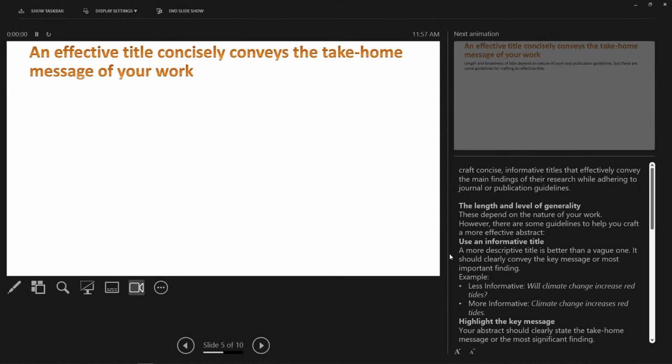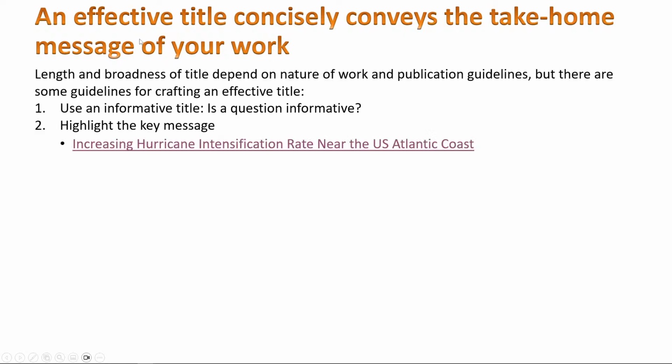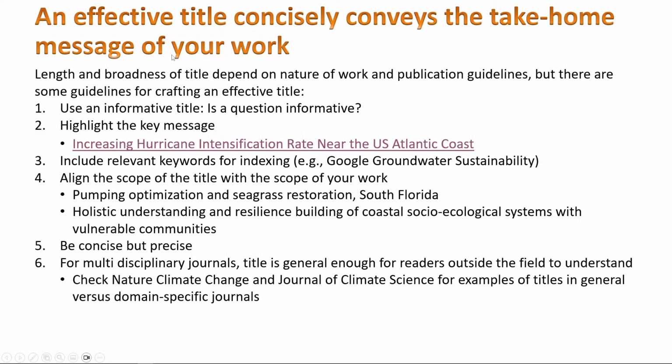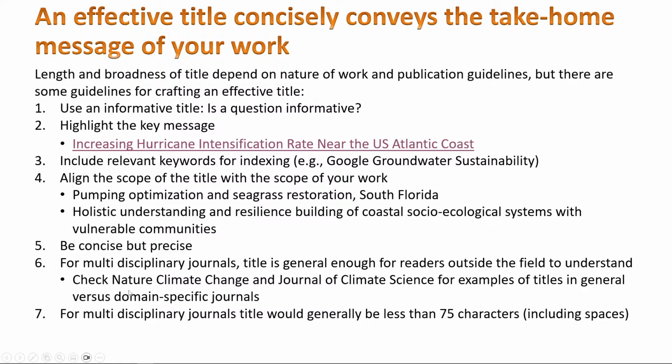And I just showed you an example of the title for a general journal like Nature Climate Change versus a domain specific journal like the Journal of Climate Science. For a multidisciplinary journal, the title would generally be less than 75 characters, including spaces.